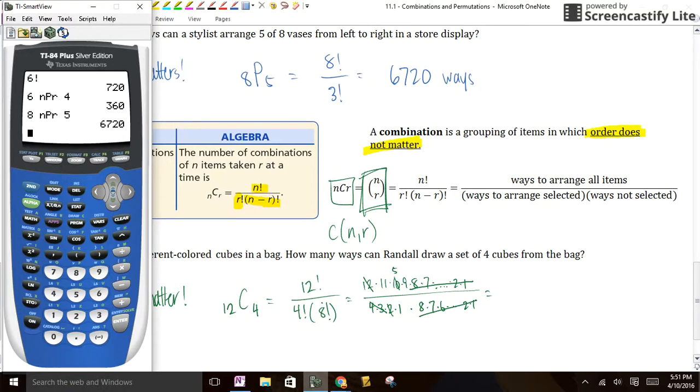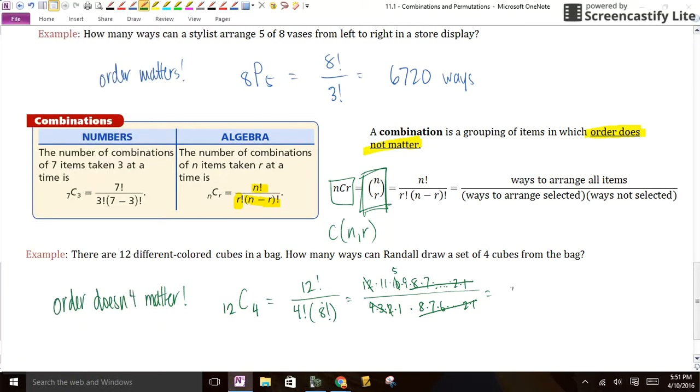Grab Sheila. I'll show you how to do it in there. You go 12, math, over to nCr, so over to probability, down to number 3, and pick number 4. And there is 495 different ways that you could pull out 4 cubes from that bag, or Mr. Conover, there's 495 different lineups that he could throw out there on his soccer team.